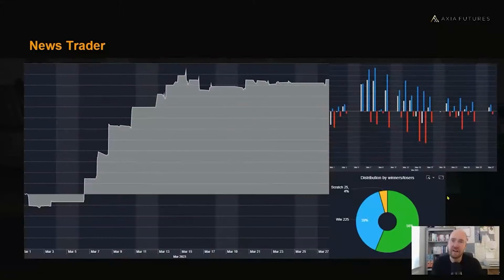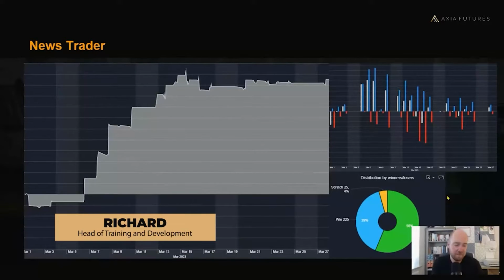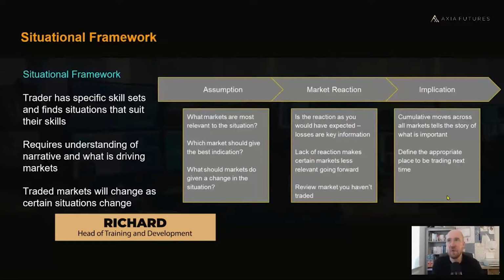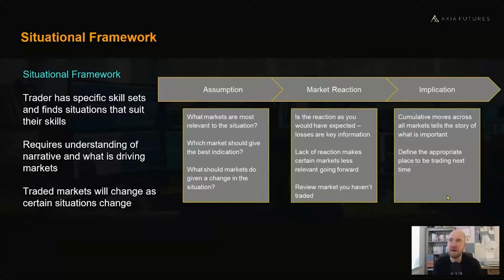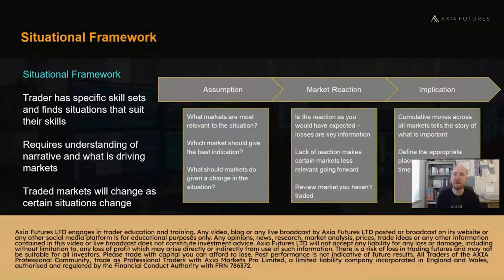For a more news trading style of trader, you're going to be someone who is looking much more at what I would call a situational framework. This is about shifting between markets. It's about recognizing the skill sets that you have, and this applies to scalping as well. You'll find the situations where your skill set has greatest value.